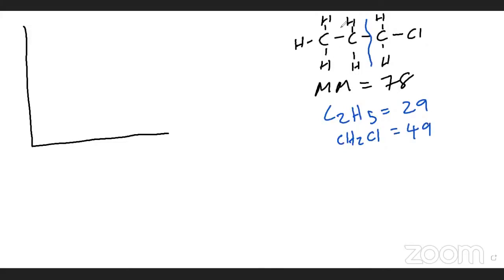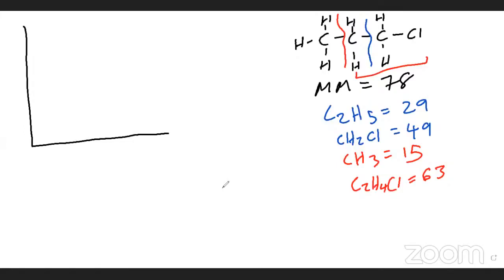Let us say it breaks here. If it breaks here, you would get a fragment for CH3, that would be 15. And then for this part, all of over here, let's add that up. So chlorine is 35, two carbons, 24, and four hydrogen, that's 63. So the C2H4Cl fragment would be 63.